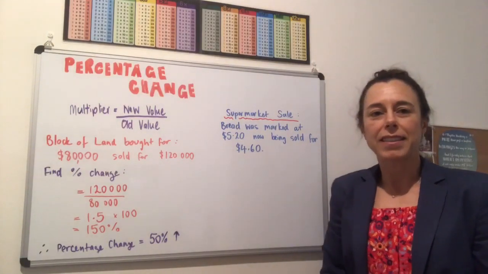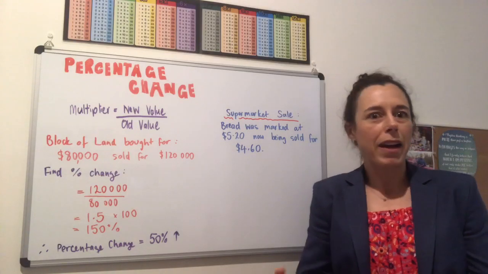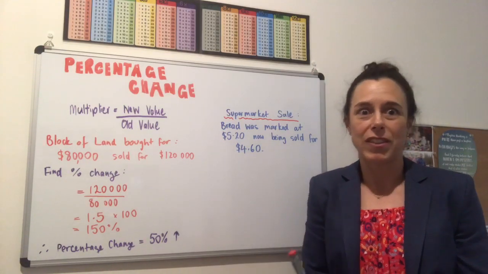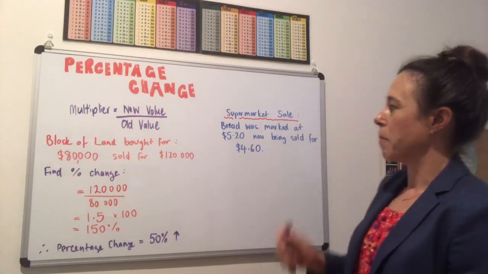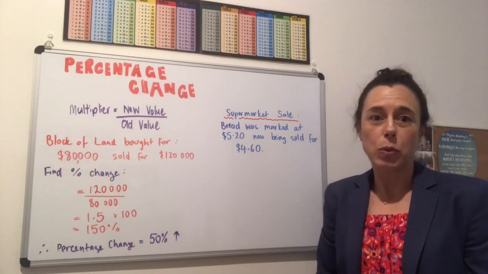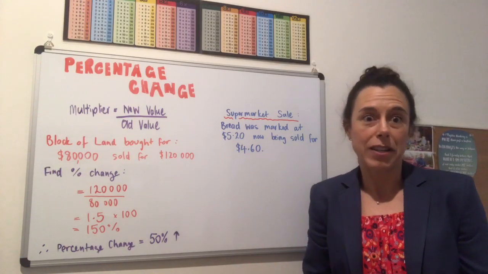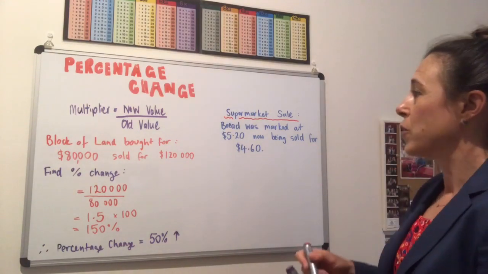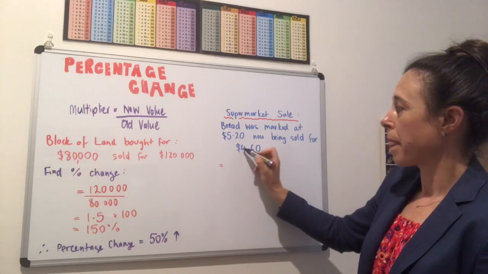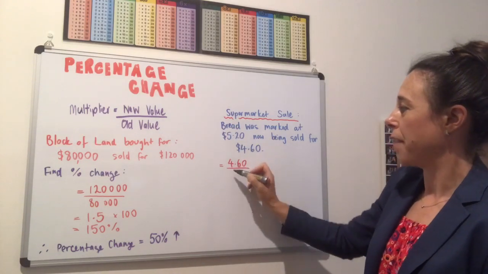Our second example is we're at a supermarket sale, and if you're part of the advertising or the marketing team, you need to be able to advertise what percentage the sale is. Okay, so if the bread was marked at $5.20 and it's now being sold for $4.60, what can we advertise the percent decrease to be, obviously, if it's a sale? So new value is $4.60. Old value was $5.20.